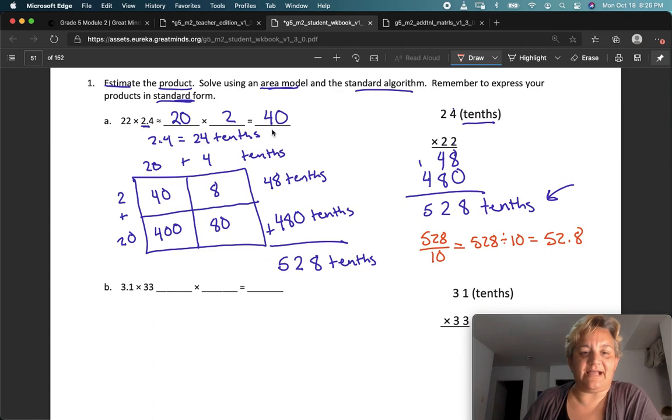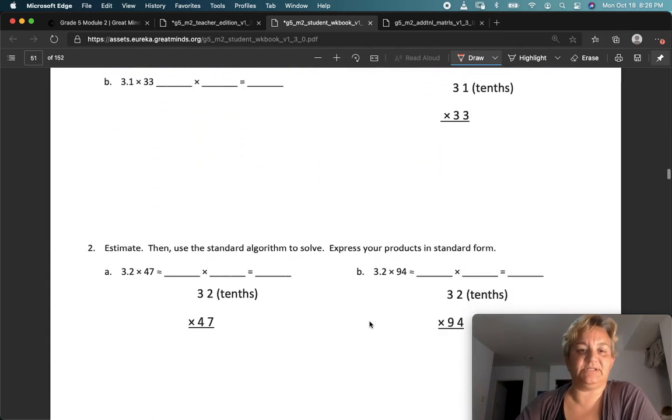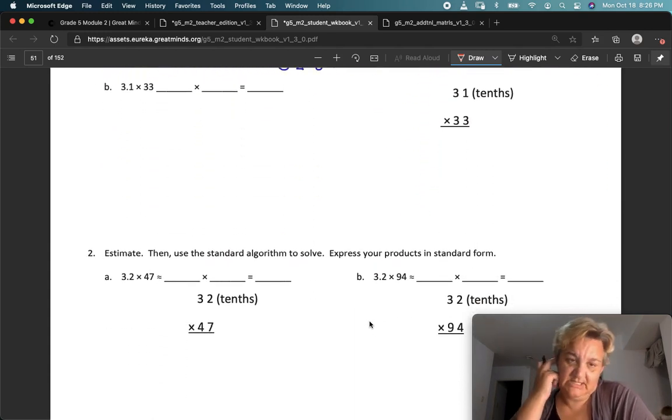So there we've got our estimate, which was 40. So 52.8 or 52 and 8 tenths is much, much closer to 40 than we thought. We've got the area model, there's our standard algorithm, and then here we showed our standard form. So follow directions, remember all of the parts. Let's do the next one. Your homework looks just like this, so I want you to pay attention.